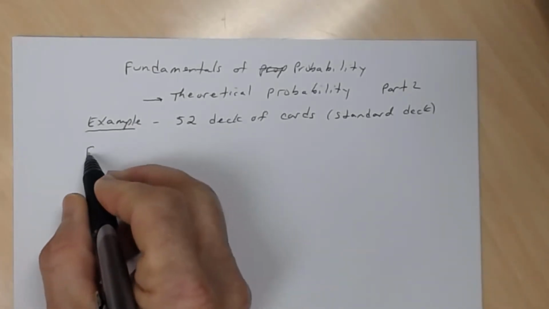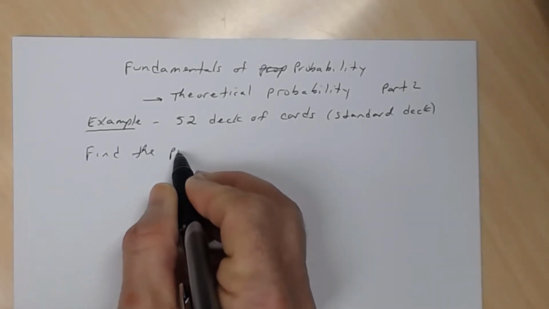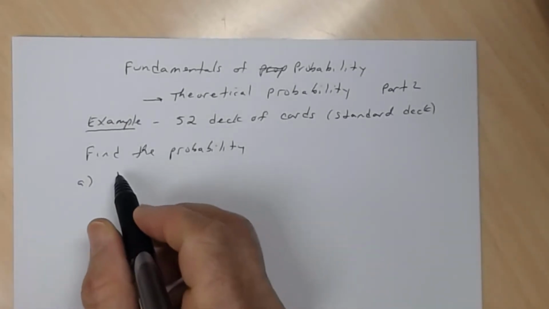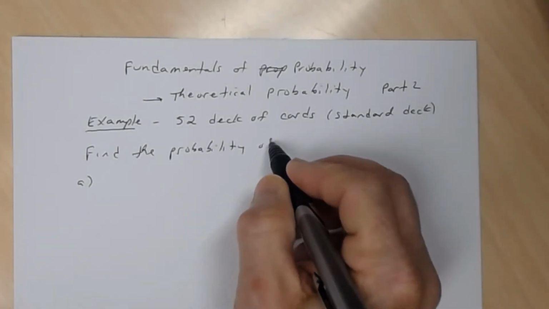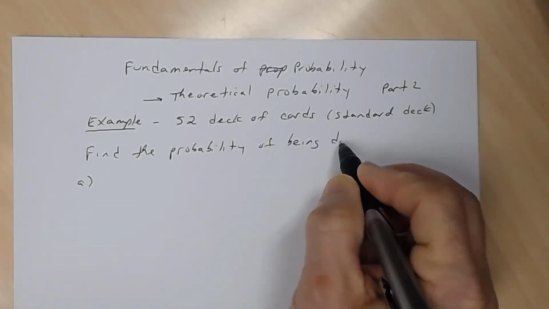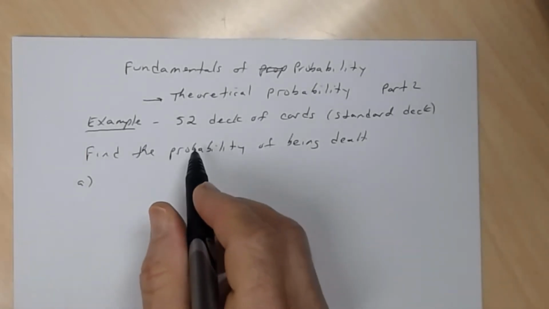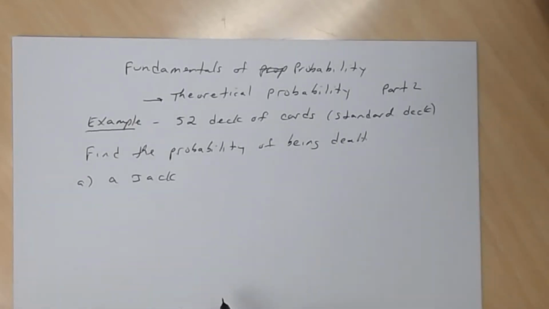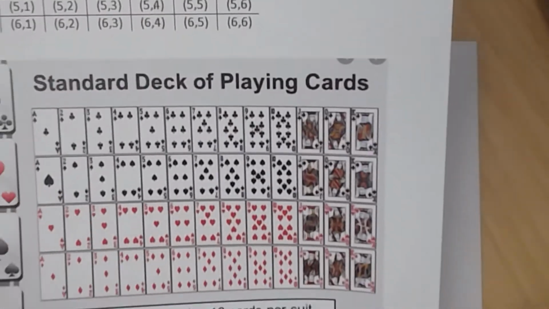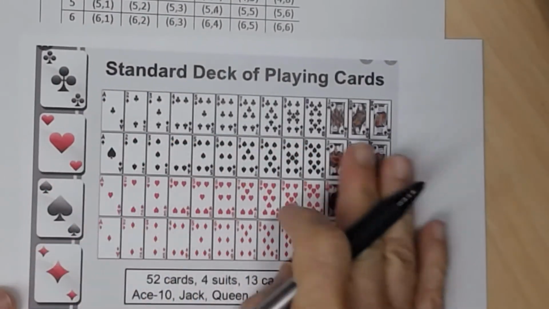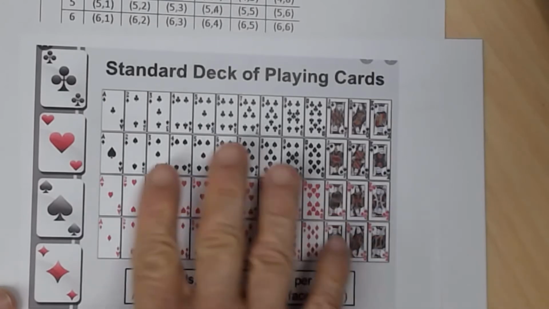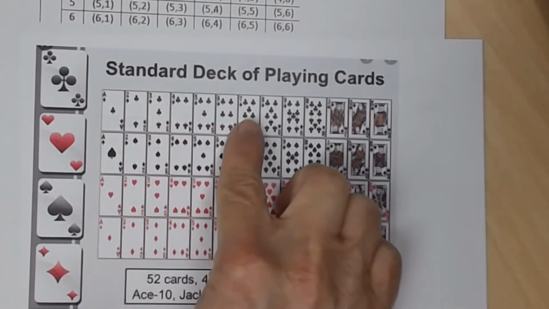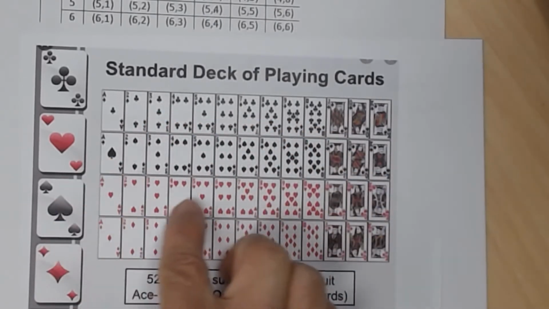Okay, so let's find the probability. Okay, A. Find the probability of being dealt, let's say, a jack. All right, so if you look at this, this is your sample space. Remember in the previous lesson we talked about sample space? And so the sample space contains 52 cards, and each of those cards is equally likely of being picked.